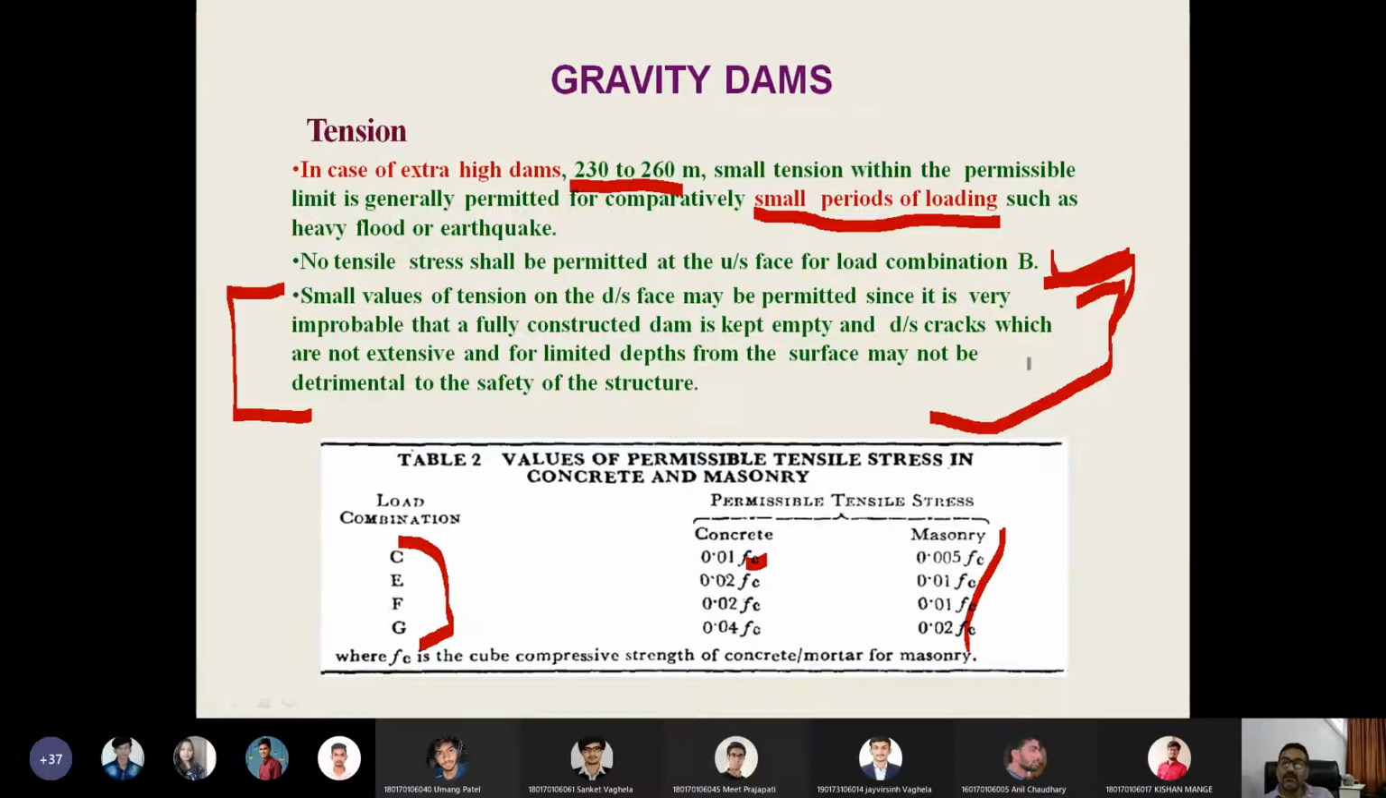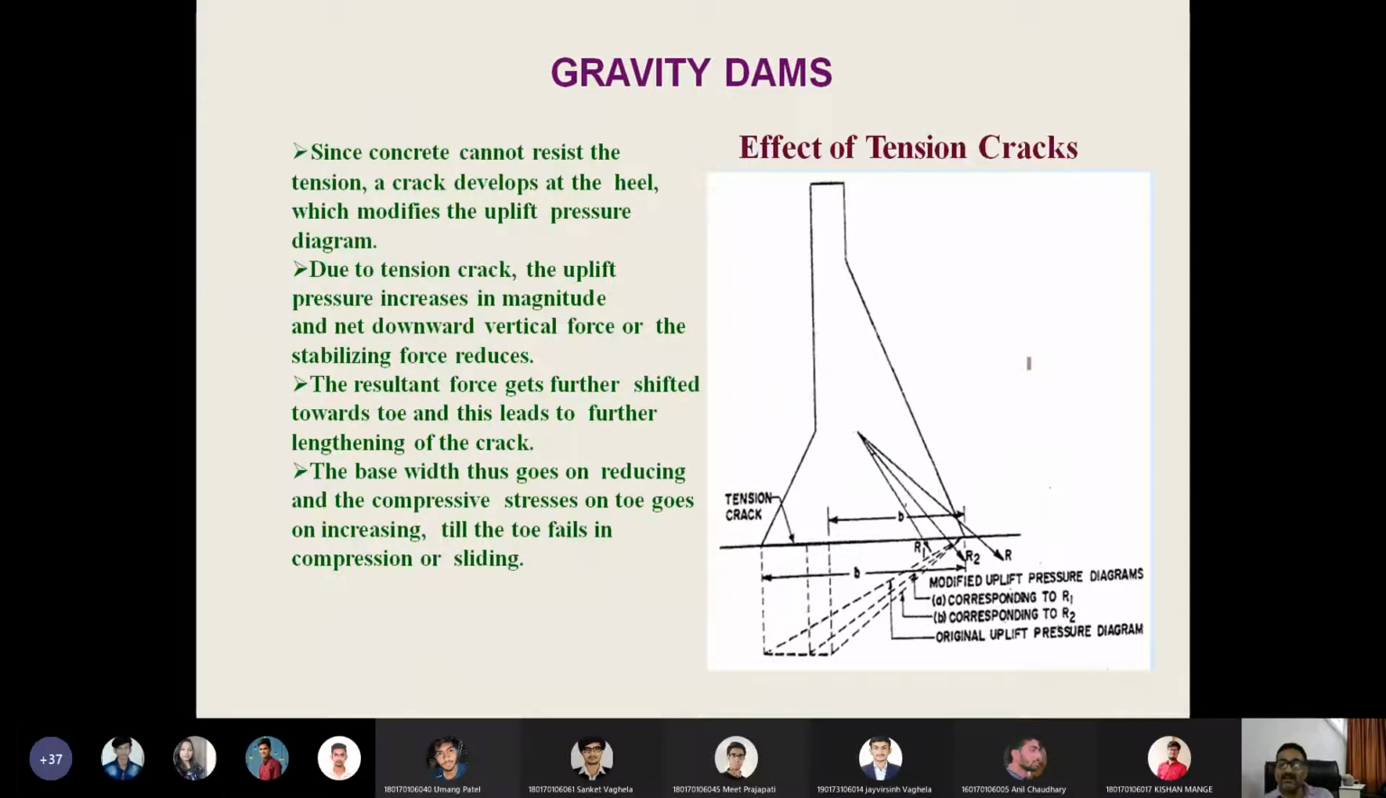Okay, so now we come to the last slide for today. And the failure which I have mentioned earlier: because of the tension crack of length LC, the uplift diagram would change. Earlier, when there was no tension crack, this is the diagram.